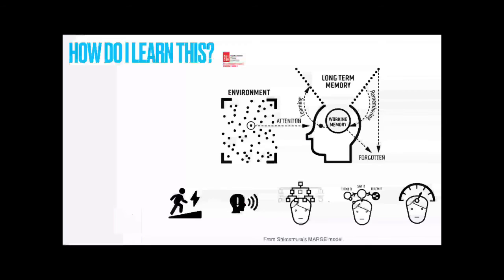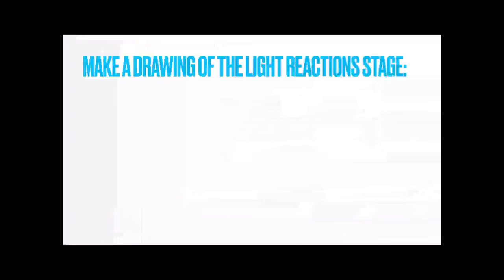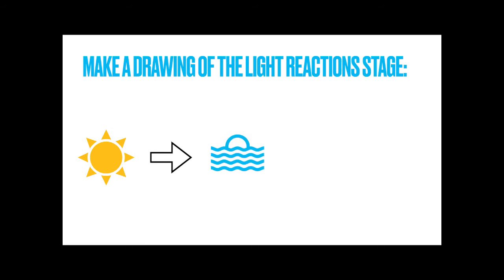Go ahead, try and read it out to yourself, try and say it to yourself with your jotter shut, try and teach somebody else, try and do some questions on it. So we can maybe do a drawing of the light reaction stage. We start off with the light energy, the sun. Draw an arrow, this light energy is being used to split water, okay?